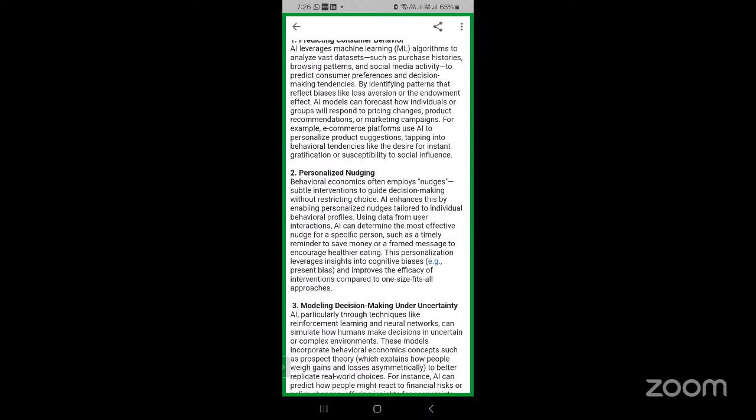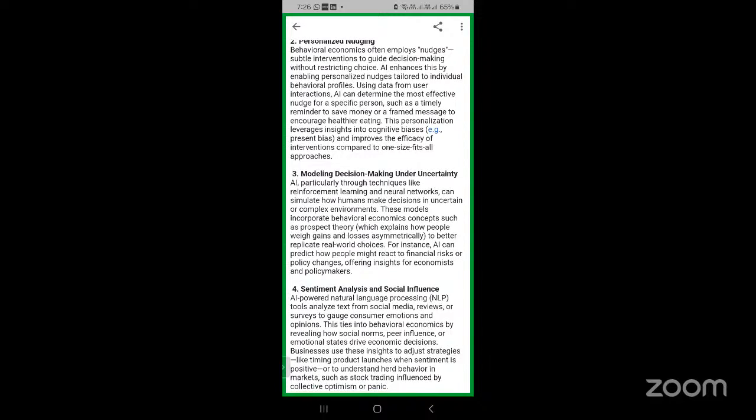So a personalized nudge is possible through AI, because AI knows your behavioral profile. So based upon your profile, AI can give you some suggestions. For example, AI can provide different suggestions to a person who is retired. So how to maintain the retired life, that type of suggestions AI can provide you.